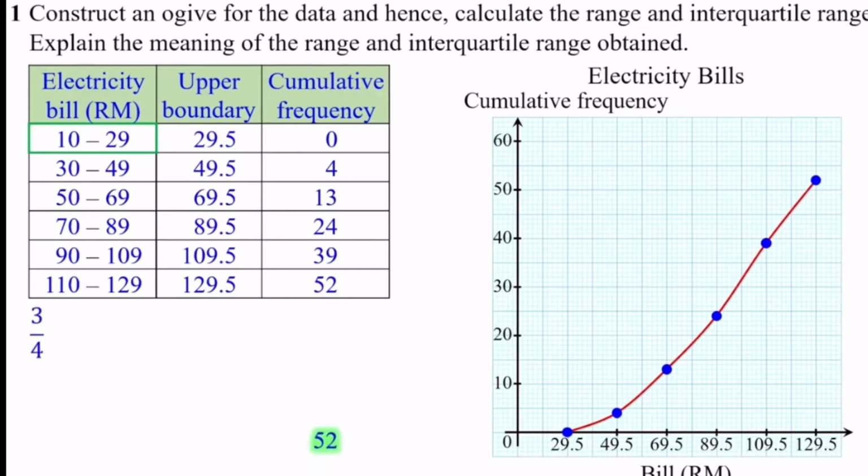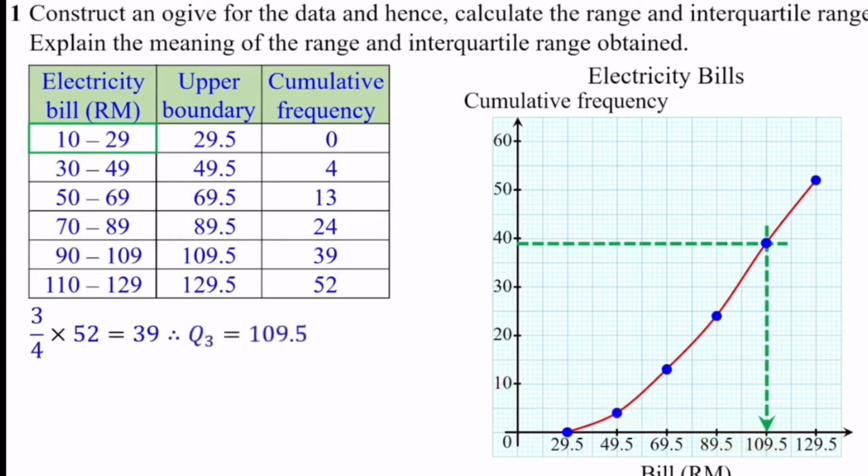First of all, we need to find the third quartile. 3/4 times the total, which is 52, we will get 39. Then we go to the cumulative frequency, find the 39th, draw the horizontal line until it touches the ogive, and then read down vertically to the upper boundary. So we get the answer, 109.5.